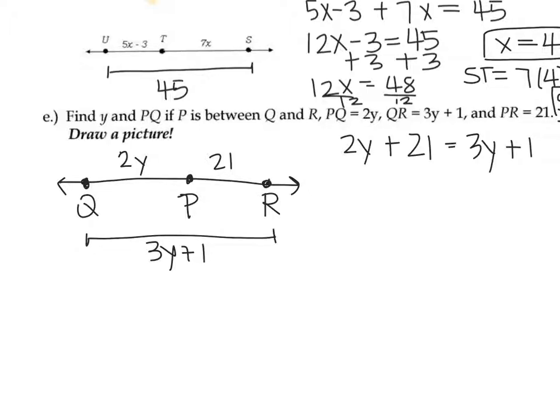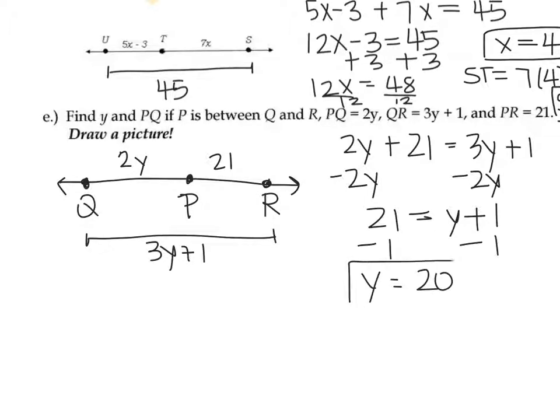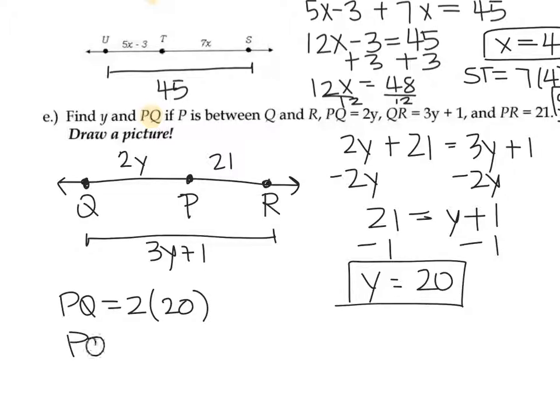Now I want to work on getting my variables on the same side. So I'm going to subtract 2y from both sides. So we get 21 equals y plus 1. Then I'm going to subtract 1 from both sides, so we get y equals 20. But we're not done with the problem, because we also have to find the length of PQ. So we know that PQ is 2y, so we do 2 times 20, and we get that PQ has a length of 40.